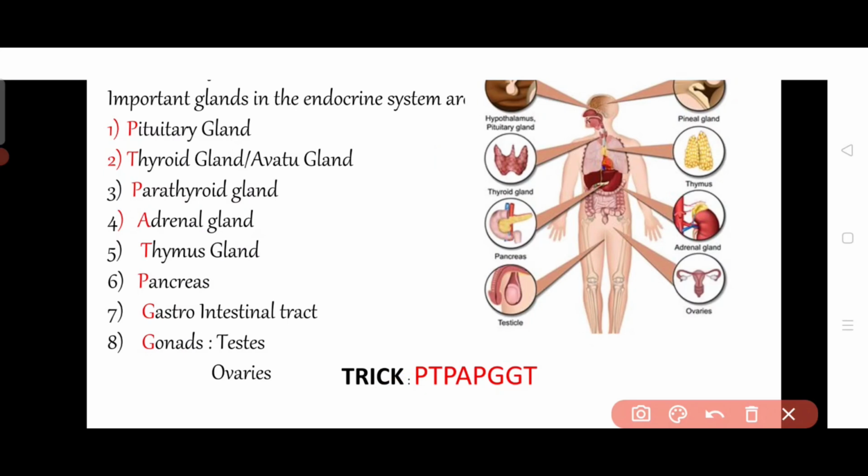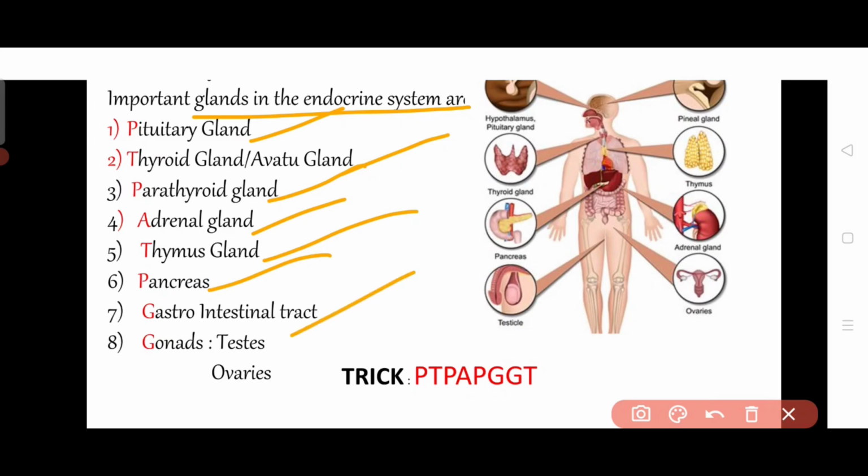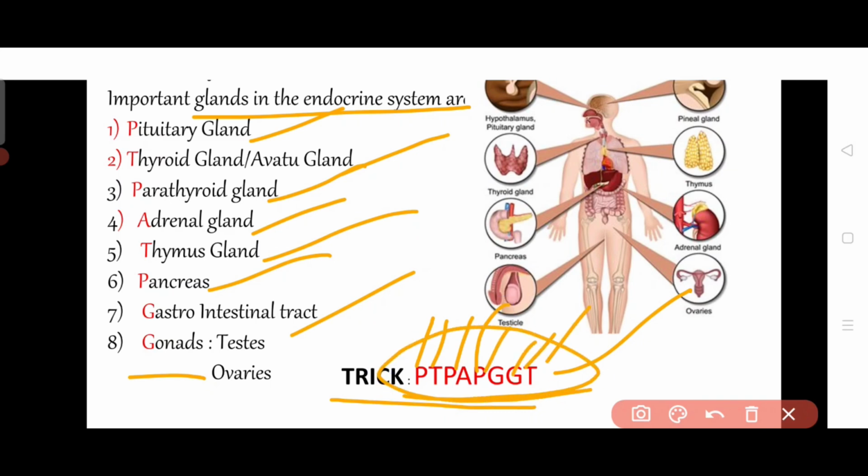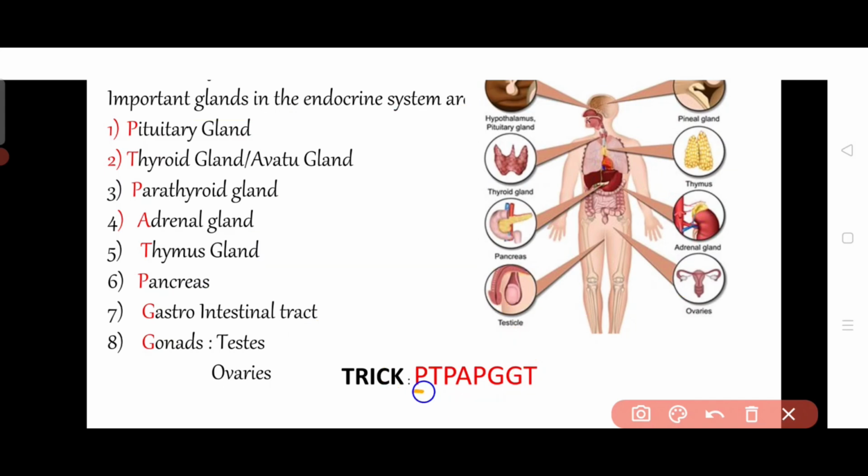Now let us learn about the important glands in the endocrine system. They are the pituitary, thyroid, parathyroid, adrenal, thymus, pancreas, gastrointestinal tract and gonads. How to remember all this? Just remember all these glands with a simple trick. Here, see P, T, P, A, P, G, T. Our PTs are PA, got PGT post.